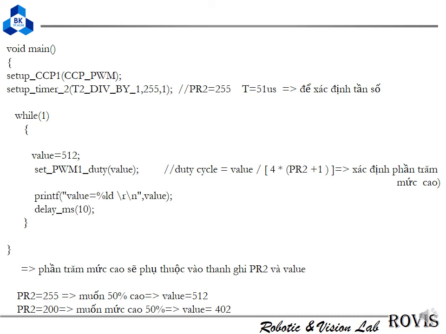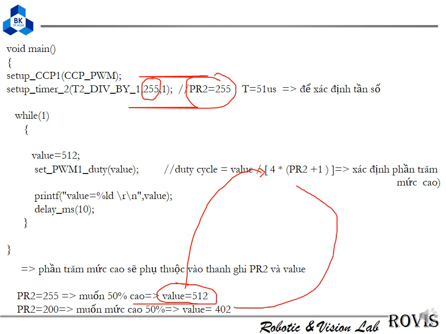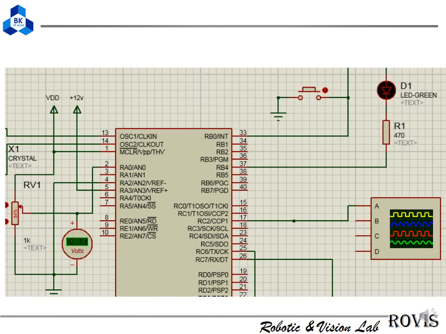Here is the example of the code. Please remember that the percentage of the high and the low of the duty cycle depends on the PR2 value. So if we give the PR2 as 255 and we want 50% high and 50% low, the value here is this one. How to calculate this one, you have to calculate based on this equation.